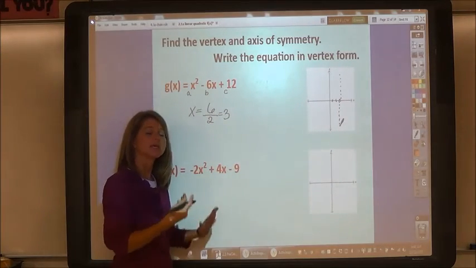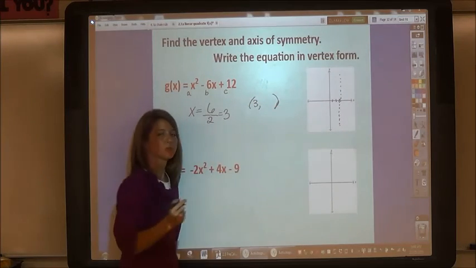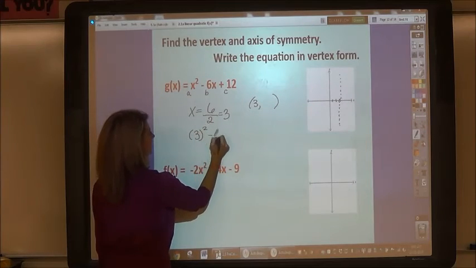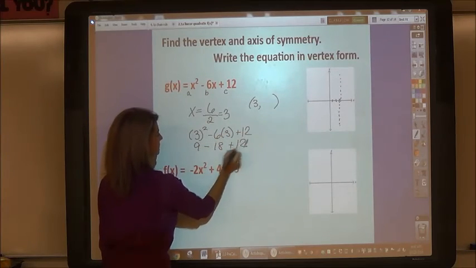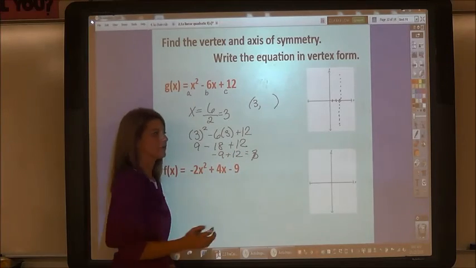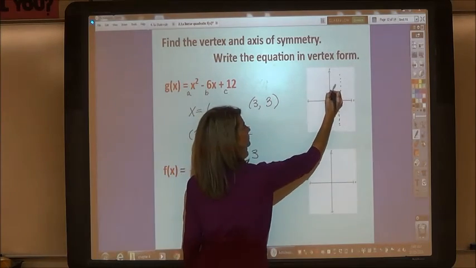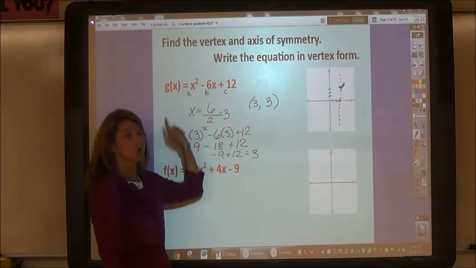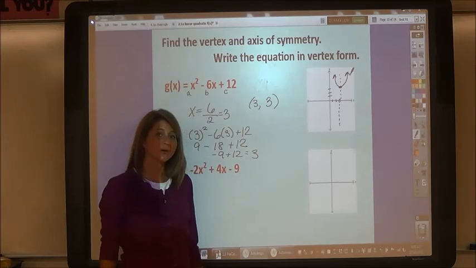Couldn't draw that one. Okay, let's go get our vertex, right? Remember how to get the vertex? You've already got the 3, now you just need to find the y value. Put it back in your y equation: 3 squared minus 6 times 3 plus 12. Ended up with a 3. So I know I've got my vertex at 3, 3. You also know which way this thing opens, right? Opens positive, upwards.